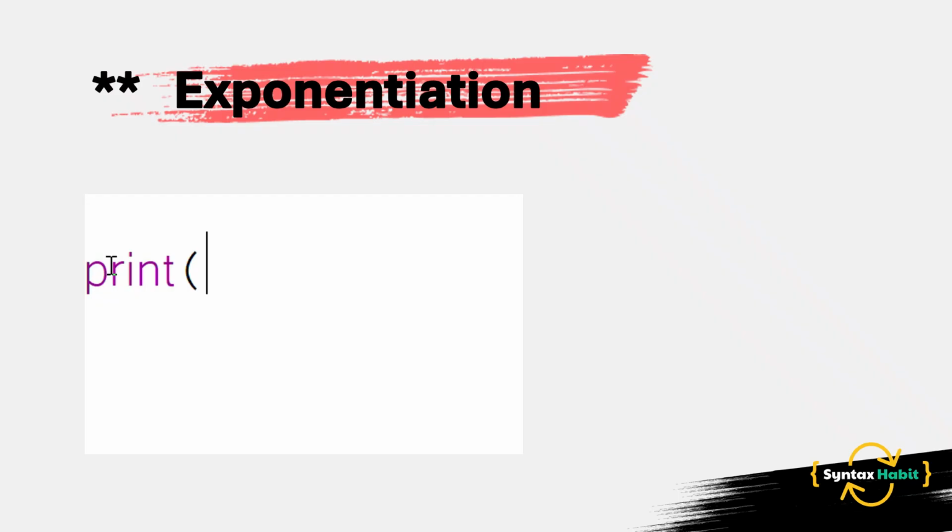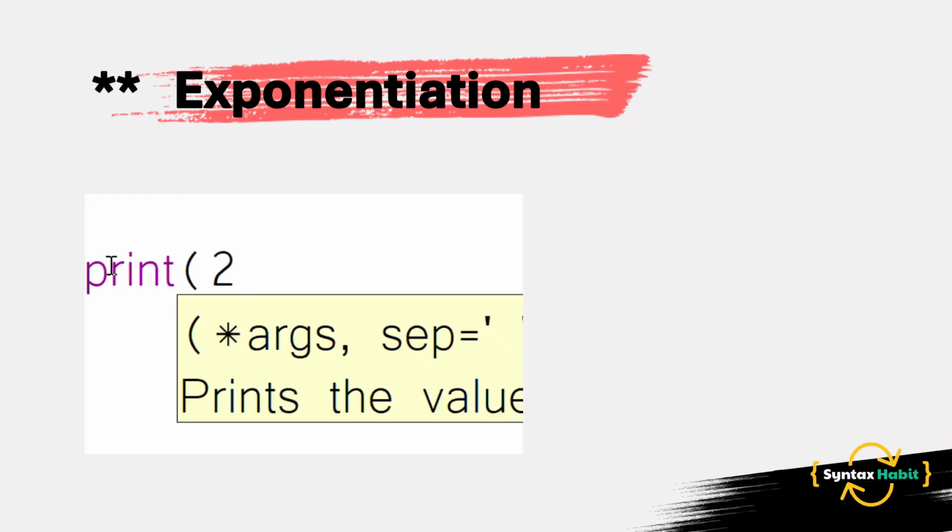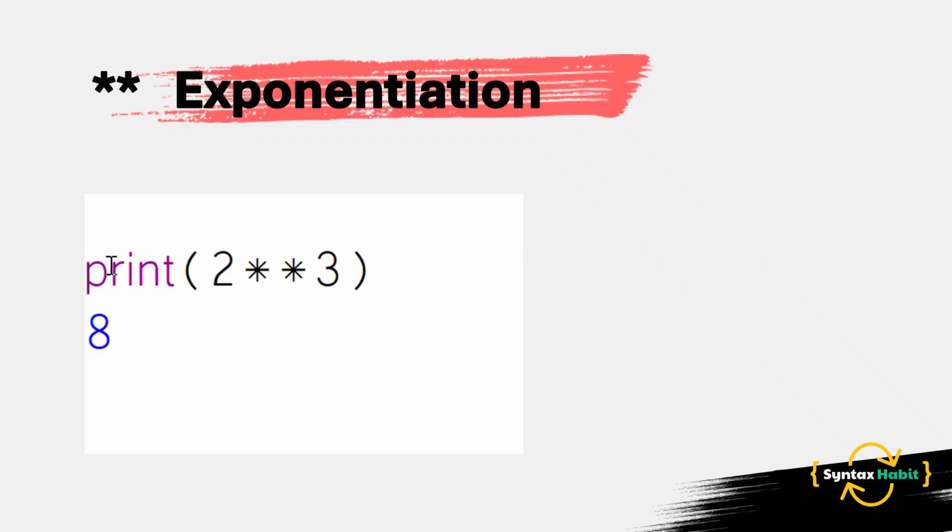The final operator is called the exponentiation operator. It raises a number to the power of another number. The first value is called the base, and the second value is the exponent or power.